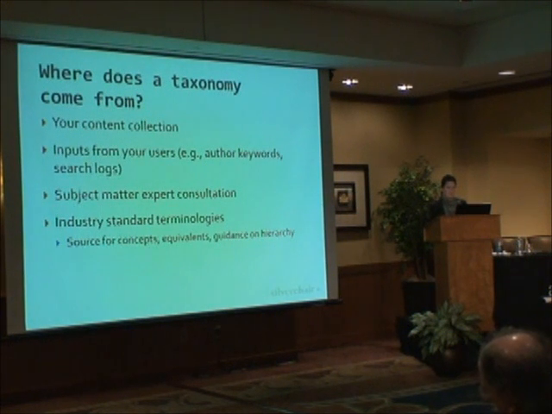So where does the taxonomy come from? Your content collection is the first place to look. It comes from inputs from your users, author keywords, search logs. Subject matter experts can be very helpful in helping you describe your taxonomy. You won't want to hire them probably to build your taxonomy for you because they're very busy and perhaps expensive. There are a lot of companies that do help people build taxonomies, and I would highly recommend getting involved with one of them. And then, very importantly, industry standard terminologies. These can be sources for concepts, equivalents, and guidance on your hierarchy.